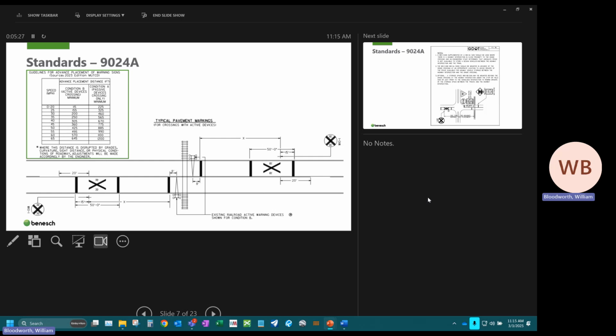I will note that the values in this table are minimums. So if you do not meet the minimum, you will be required to write a design variance. And they're not exact values either. So you can place a sign further if there is a driveway conflict, utility pole conflict, that kind of stuff that we've seen before.